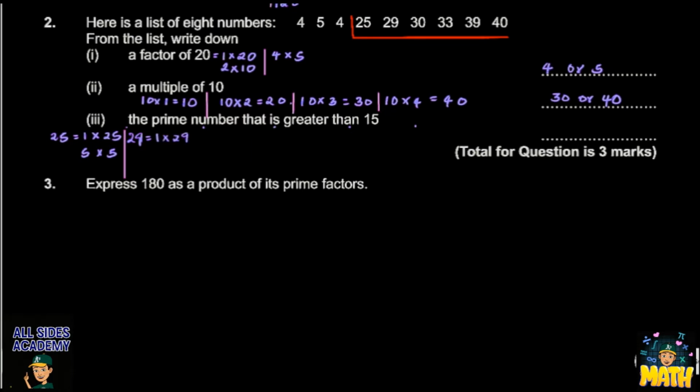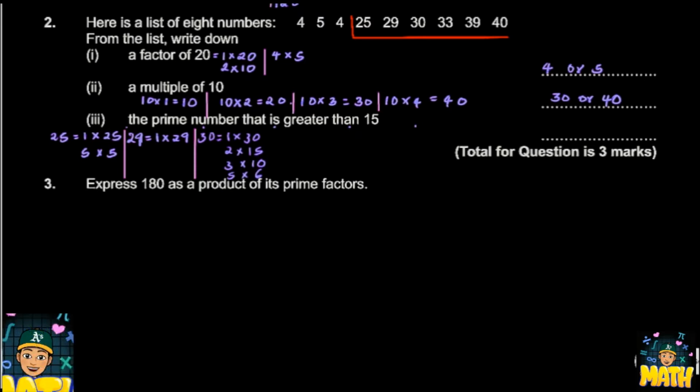The factors of 29 are 1 and 29. The factors of 30 will be numbers you multiply together to get 30. So 1 and 30 is one of the factors. Then we go to 2 and 15, then 3 and 10, then 5 and 6. And then we go to the next number, which is 33. The factors of 33, the numbers you multiply together to get 33. So the first pair will be 1 and 33. The second one will be 3 and 11.